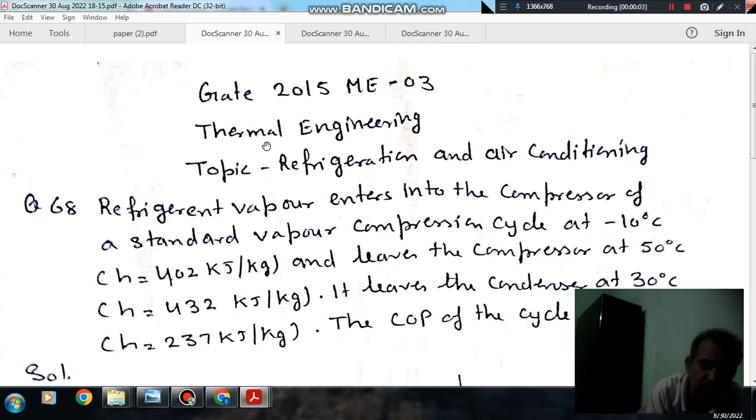Hello, welcome again. We are solving some questions of thermal engineering. The topic is refrigeration and air conditioning. Question number 58 from GATE 2015 MSB3. The refrigerant vapor enters into the compressor of a standard vapor compression cycle at minus 10 degrees Celsius.